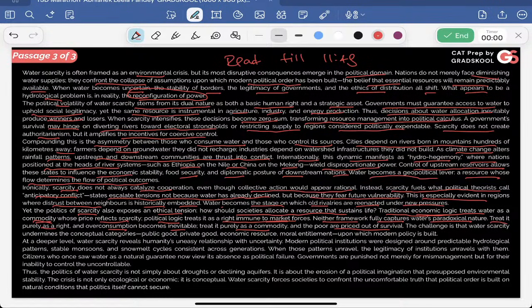Right है, हम कुछ भी कर सकते हैं. And if it is a commodity, then the poor will obviously be wiped out of survival because it will be pricey. The challenge is that water scarcity undermines the conceptual categories of public good, private good, economic resource, moral entitlement upon which modern policy is built.